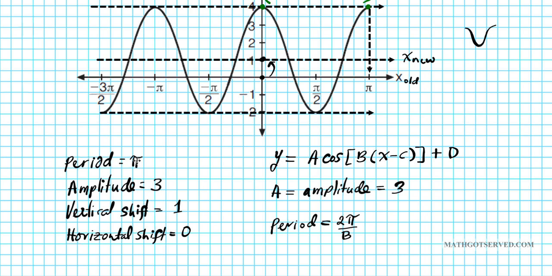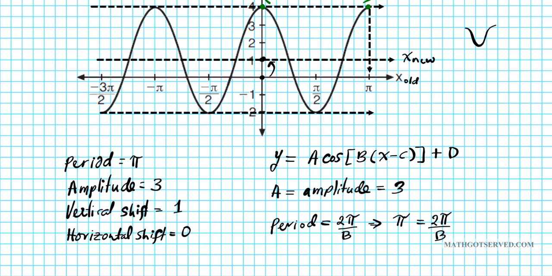We know that the period is pi, so what does that tell us B is? Let's go ahead and figure that out. Since the period is 2 pi over B, and the period is pi, we have the equation pi equals 2 pi over B. Okay? Now how do we solve this equation for B? Well, we can just look at this and figure out what do you divide 2 pi by to get pi? 2, because if you have a 2 here, the 2's cancel out, and you have pi equals pi.